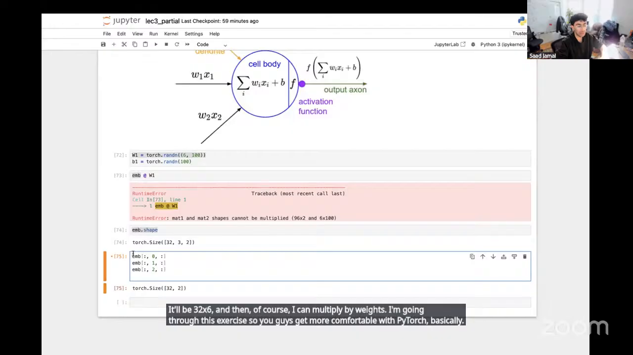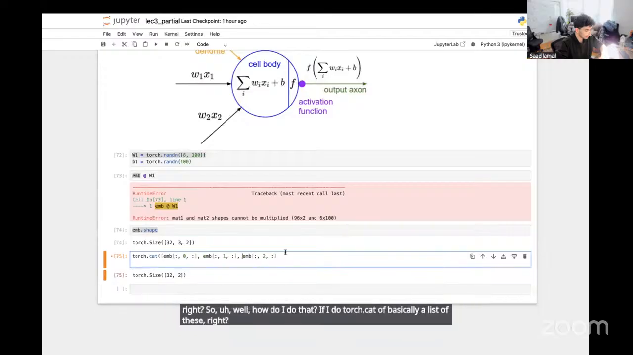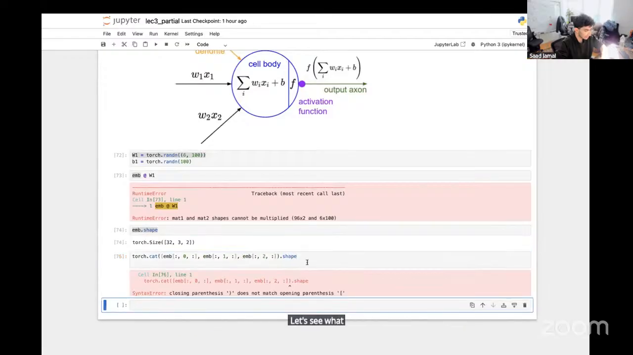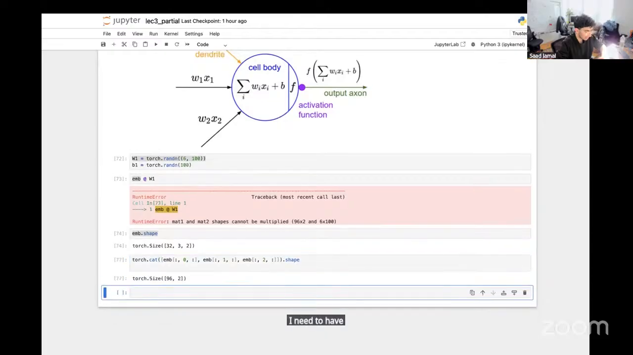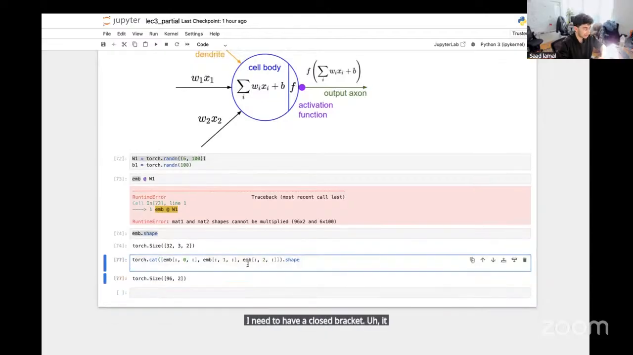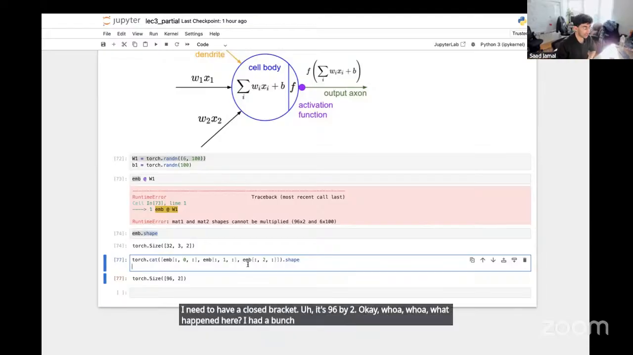So how do I do that? If I do torch.cat of basically a list of these, let's see what the shape of this is. I messed up my parentheses. I need to have a close bracket. It's 96 by 2. Okay, whoa, what happened here? I had a bunch of 32 by 2, a bunch of basically 3 by 2. Excuse me, we ended up vertically concatenating. That's not what we want to do.